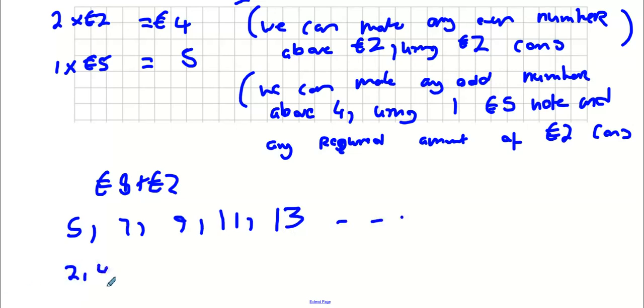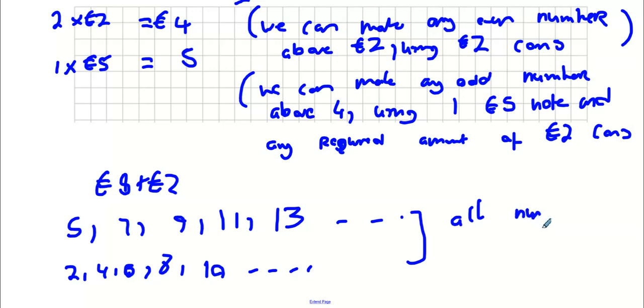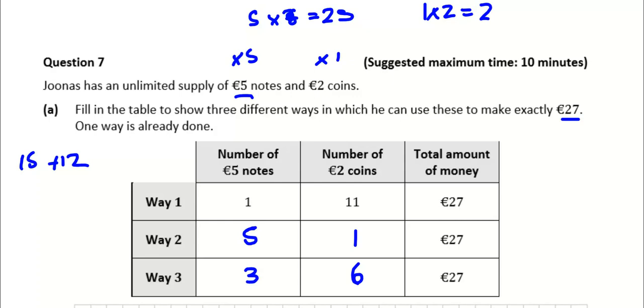And then you also have 2, 4, 6, 8, 10, and combined it's all numbers above 4, all numbers above €3. Okay, that's good. So that was question 7.